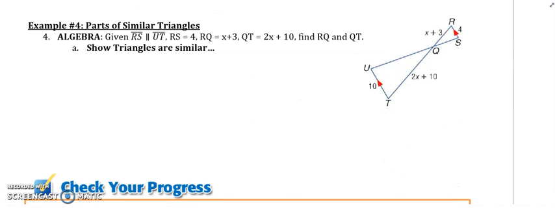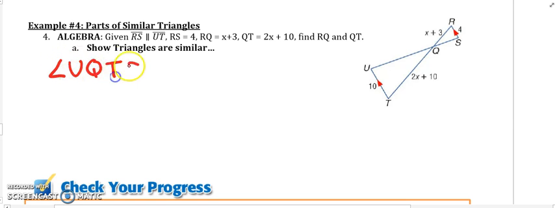Okay, so we have two triangles, and it gives us some numbers and tells us these are parallel. And we want to find RQ and QT. Well, first we want to prove that the triangles are similar. And we can look at this and we see our bow tie. So we know that angle RQT is congruent to angle SQT. Sorry, SQR, because it's vertical.